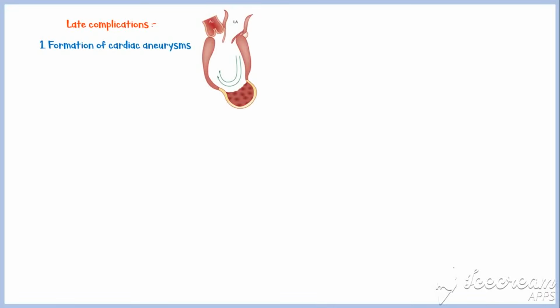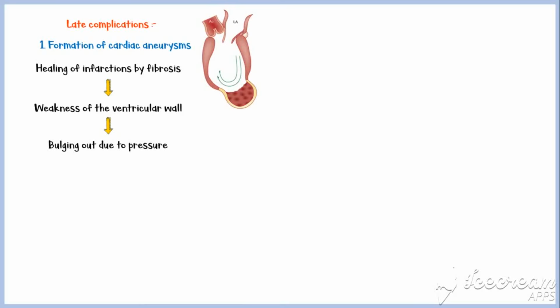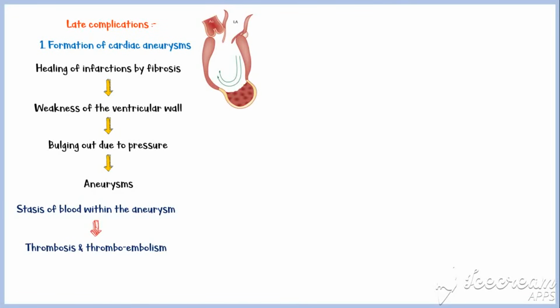Late complications of myocardial infarction include the following: formation of cardiac aneurysms. Following a myocardial infarction, the necrotic area ultimately heals by fibrosis. This causes weakness of the ventricular wall, and it bulges out due to the pressure within the ventricle, which causes formation of aneurysms. Moreover, stasis of blood within the aneurysm leads to thrombosis and thromboembolism. Aneurysms also cause reduced cardiac output, which manifests as congestive heart failure.